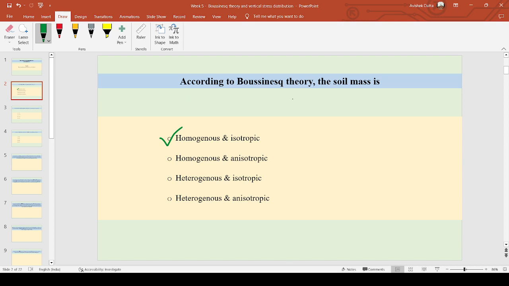According to Boussinesq theory, the soil mass is homogeneous and isotropic. The properties are the same throughout, and the properties are the same in all directions at a particular point. This is the first question. Please write down the answer. It is being assumed the soil is homogeneous and isotropic.